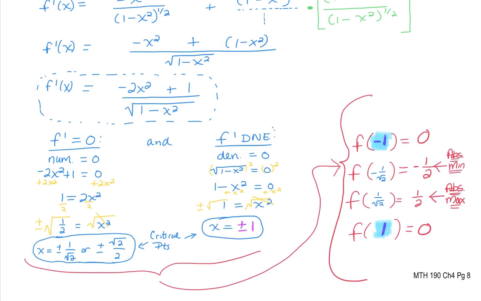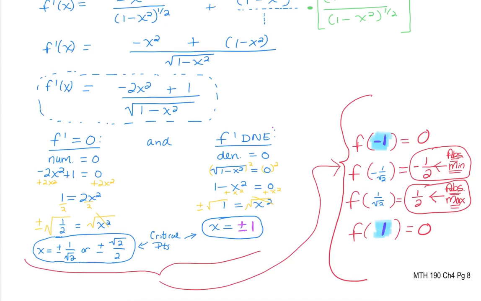So our final answer here is the absolute min is at negative 1/2, and the absolute max is 1/2. And so most of the time, if the homework asks you what is the absolute min or max, they're looking for that y value. If they say the xy ordered pair, well then obviously you have that there as well.